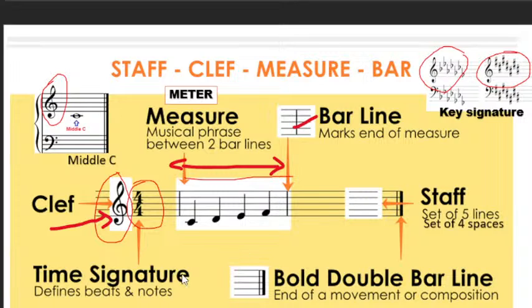Then we have the time signature. Here is the time signature, which indicates 4/4. Then we have already talked about the staff, the set of 5 lines and 4 spaces. Then we have the bold bar lines. This means that it's the end of the piece of music or the composition. That's the end of that music. So it is very, very important.